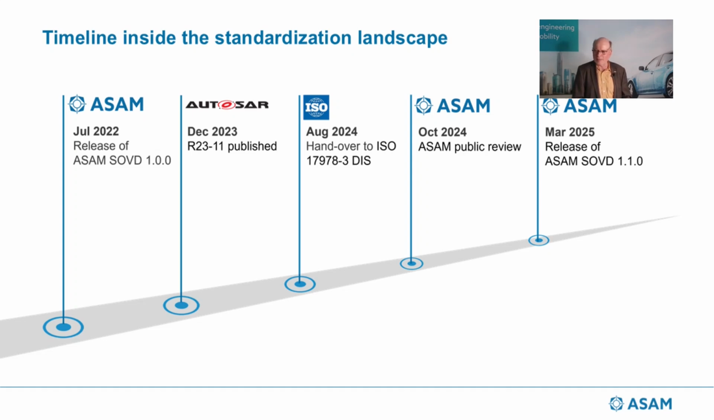And afterwards, we have to make the evaluation. We hope that there is no technical feedback, because in case there is technical feedback, this procedure must be repeated. And afterwards, the release will take place once as ISO and once as ASAM.